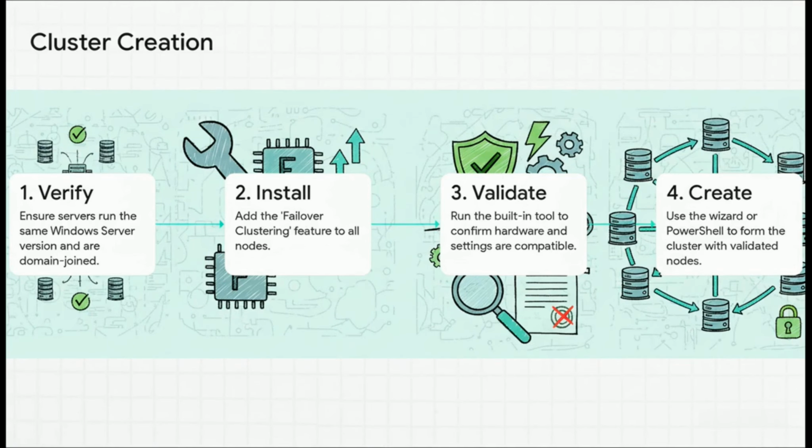First, you verify all your prerequisites. Make sure your servers are all on the same page. Simple enough. Second, you go and install the failover clustering feature on every single node. But Step 3 is the big one: validate. Windows has this amazing built-in tool that's like a pre-flight checklist for your entire setup. It tests everything, and you absolutely, positively should not move on to the final step, creating the cluster, until that tool gives you a big green checkmark.